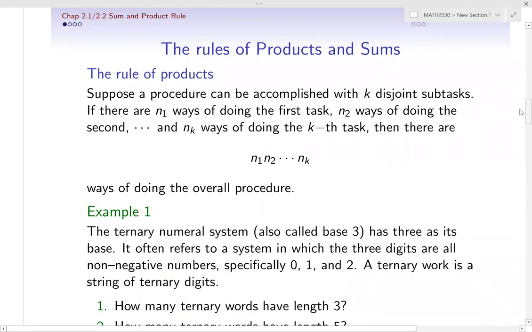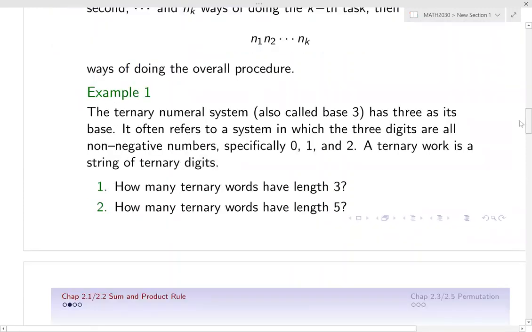So the rule of products says, suppose a procedure can be accomplished with k disjoint subtasks. If there are n1 ways of doing the first task, n2 ways of doing the second task, and so forth, and n sub k ways of doing the kth task, then there are n1 times n2 times all the way to nk ways of doing the overall procedure. Let's take a look at an example.